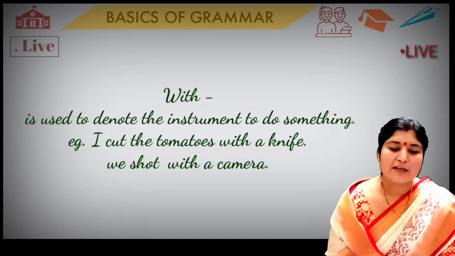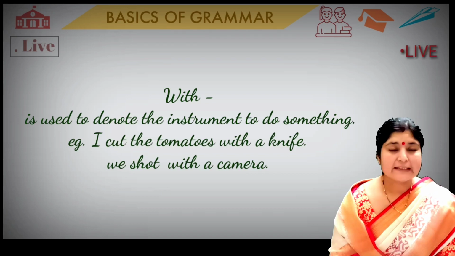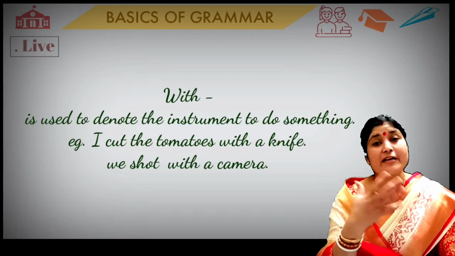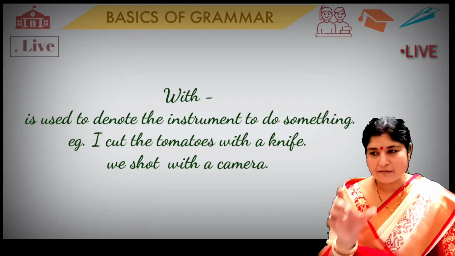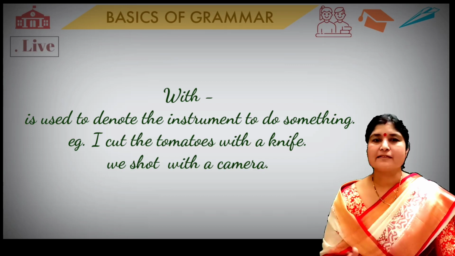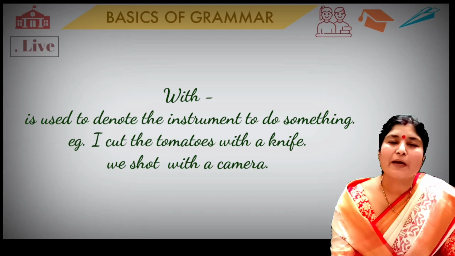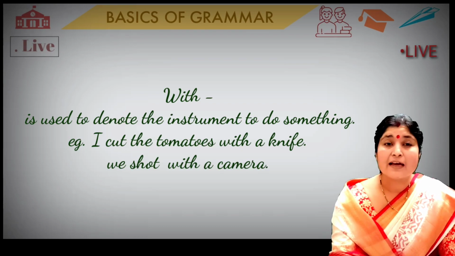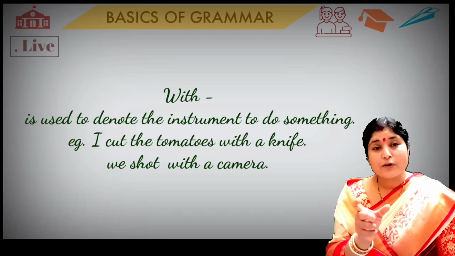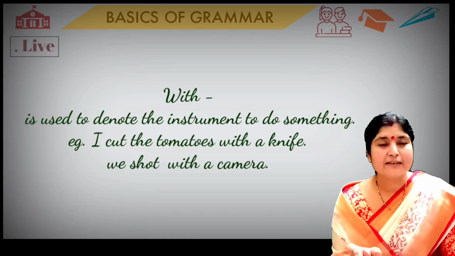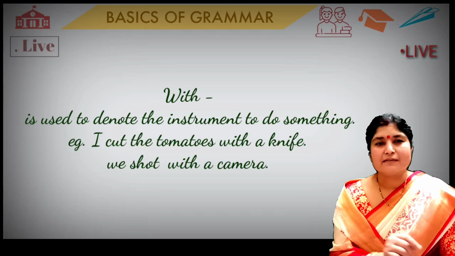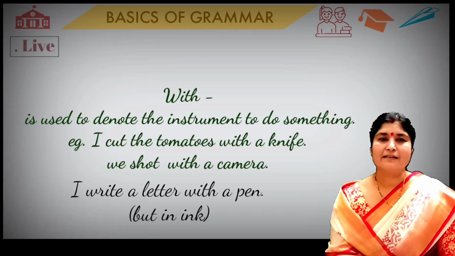Next, with. With is used to denote the instrument to do something. For example, I cut the vegetables with a knife. Knife is an instrument, so with a knife. Like, I write a letter with a pen. But we can say, I write a letter in ink. The difference: when we are using any instrument, then we must use with. With a pen, but in ink.